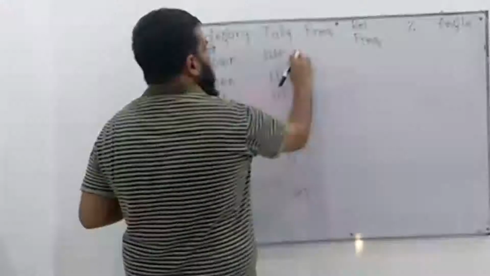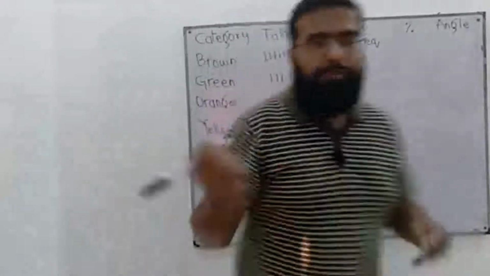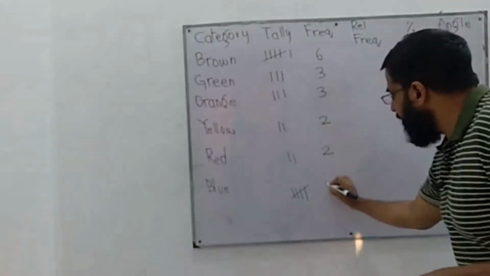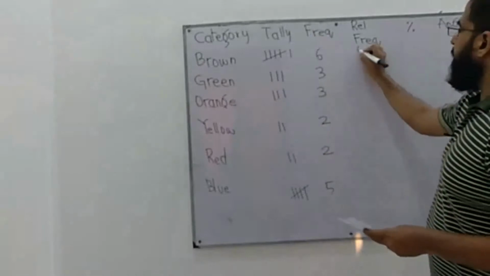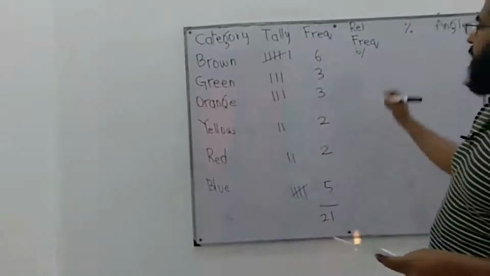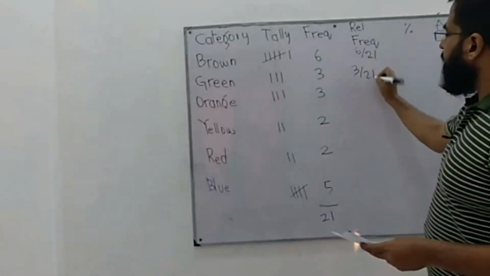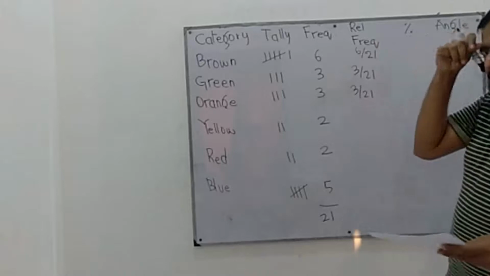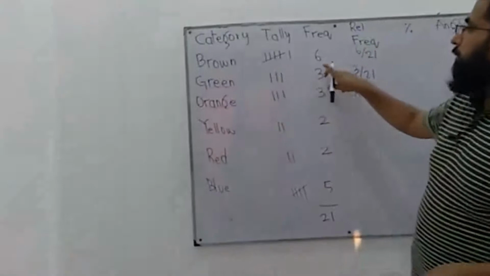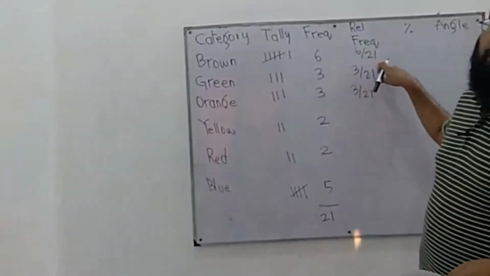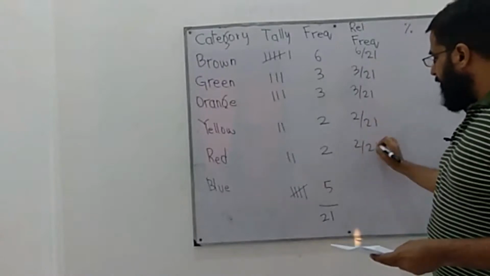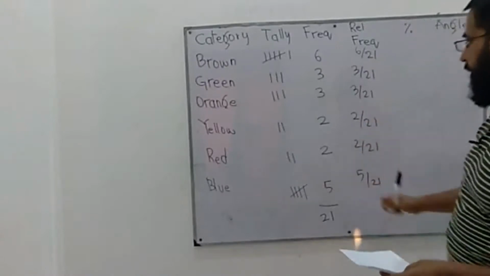So the frequency would be, how many instances do we have? Of course, we have 6, 3, 3, 2, 2, and 5. Relative frequency will be 6 divided by how many candies there are. They are 21 in total. So 6 over 21, 3 over 21, 3 over 21. We have already studied that relative frequency means the frequency of one experimental unit divided by the total number of observations. We studied that in our last lecture. 5 over 21, and that's all.